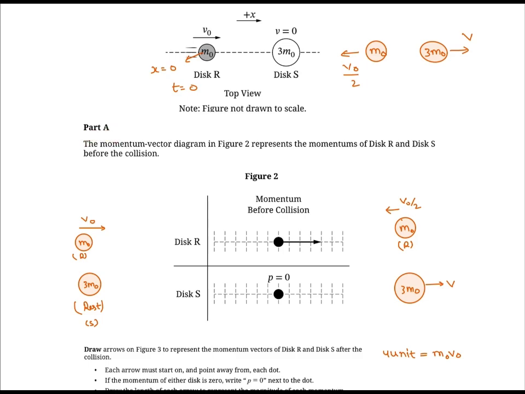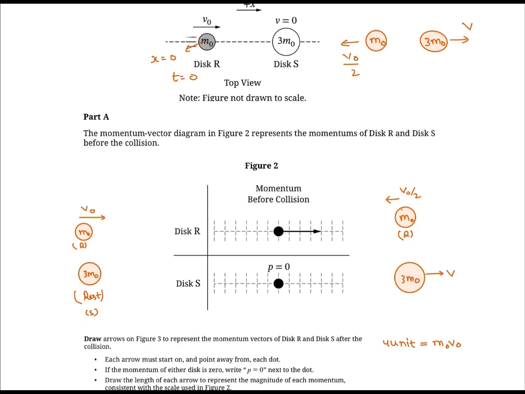Now, part A. The momentum vector diagram of disk R and disk S before collision is shown here. Disk S was at rest, so its momentum is 0. And disk R was moving towards the right. Its momentum has been represented by this arrow. What was the momentum of this disk? It was m naught times v naught. How many units? 1, 2, 3, 4. So a total of 4 units are used to represent momentum m naught v naught.